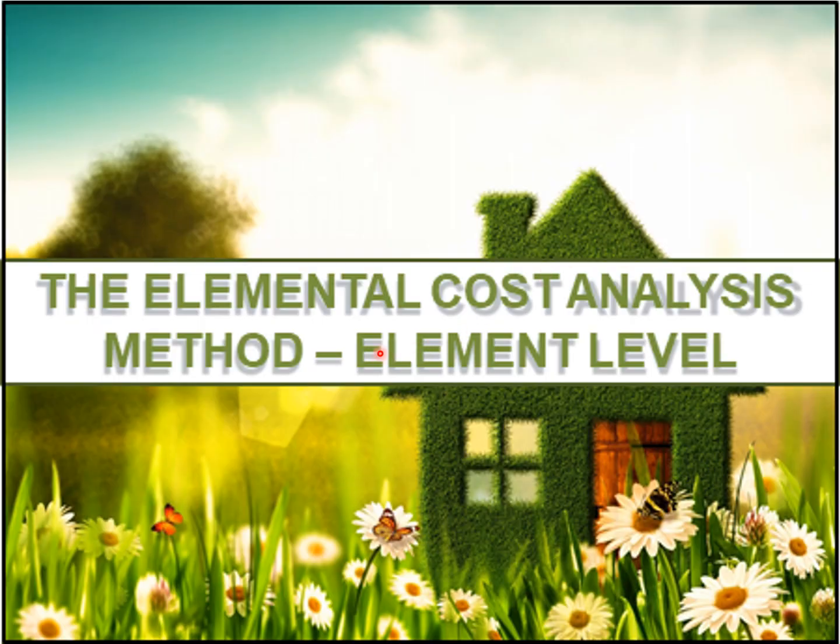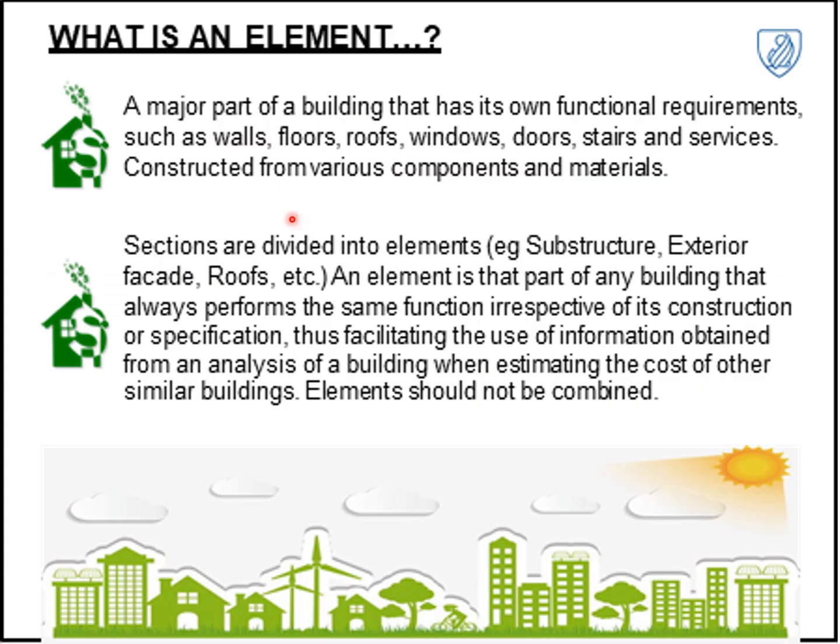So getting into the elemental cost analysis method. A major part of the building that has its own functional requirements, such as walls, floors, windows, doors, etc., is broken down. The building is just broken down into more manageable chunks. So you will see as we progress with the detail of estimation methods, we're just adding more detail to the estimations. So the sections are divided into certain elements. So for instance, we're dividing the building into substructures, exterior, facade, roofs, etc. So this is what you would have done in your first year already.